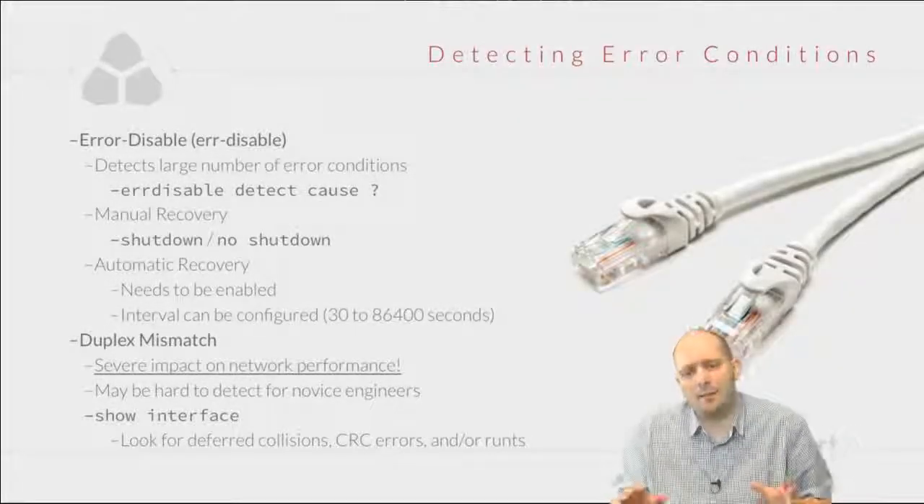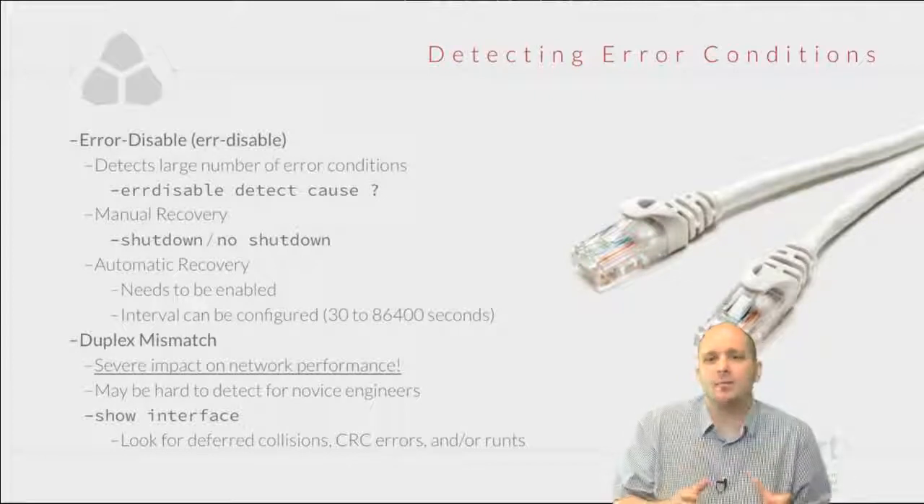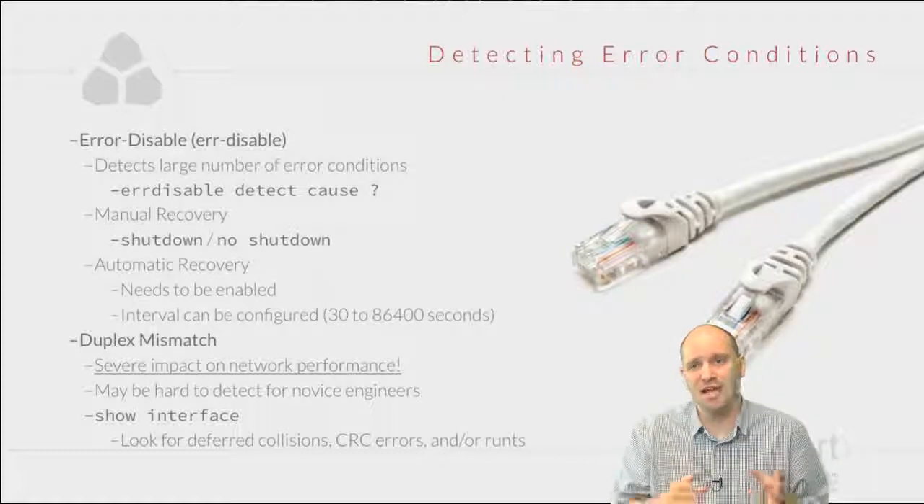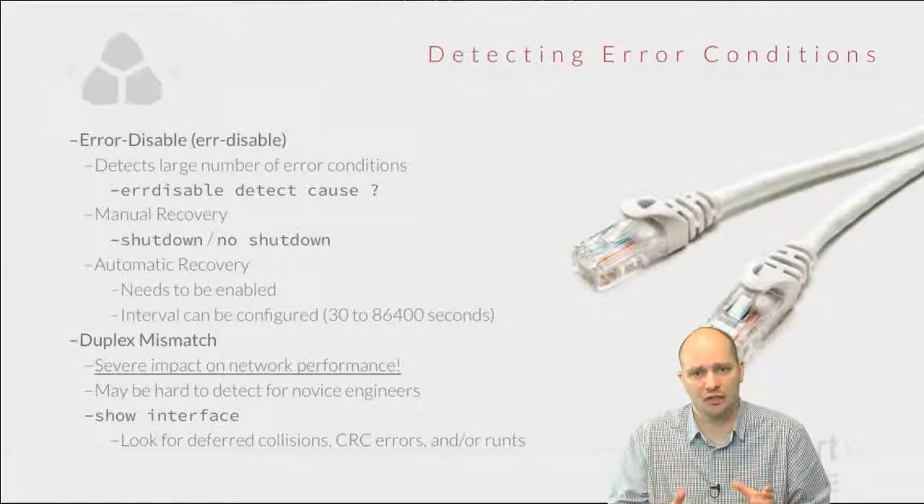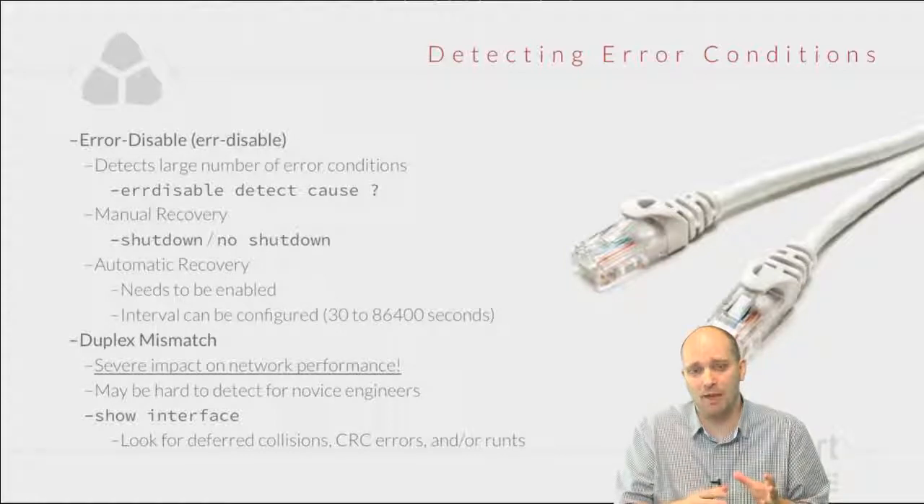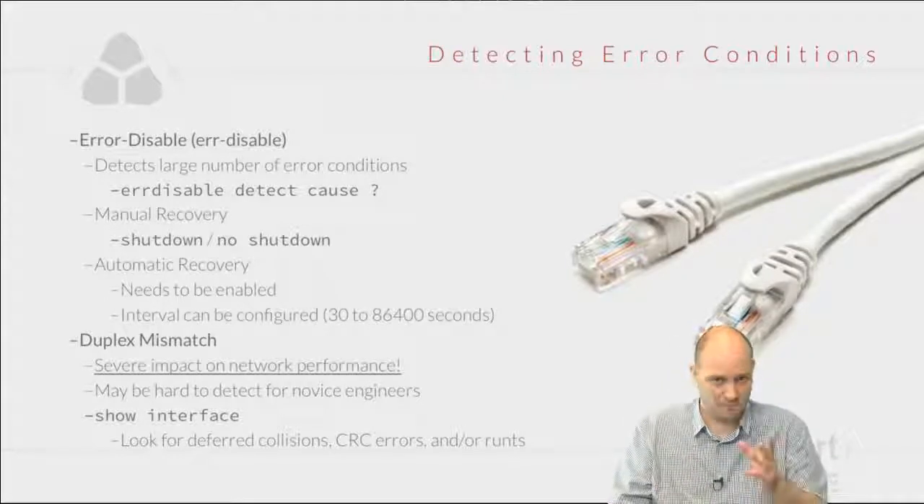Let's talk a bit about detecting error conditions on the switch. A switch has the capability to detect certain types of errors and automatically disable the port on which these errors have been detected. This process is called the error disable process. It is turned on by default and it can detect a large number of error conditions. You can see which conditions can be protected using this functionality with the errdisable detect cause command. Let me show you.